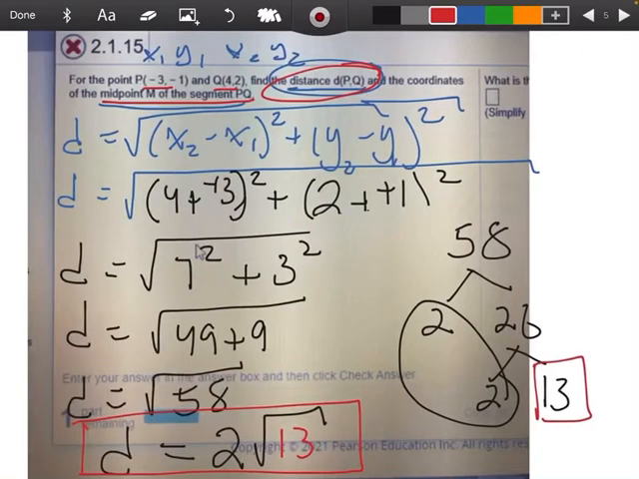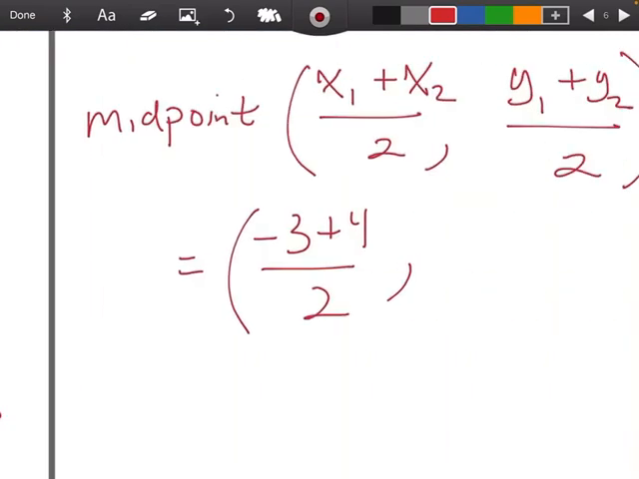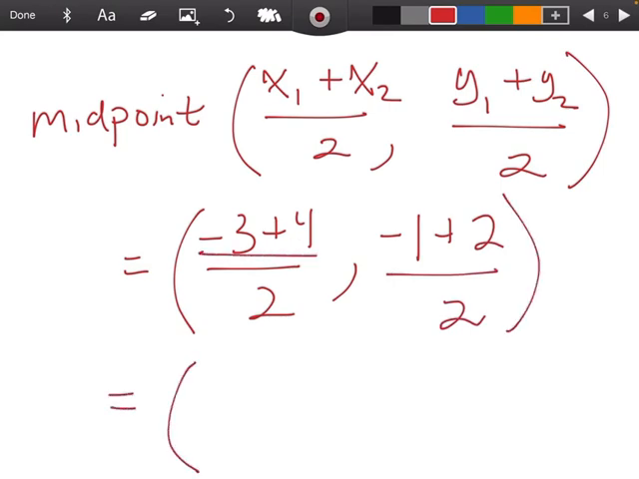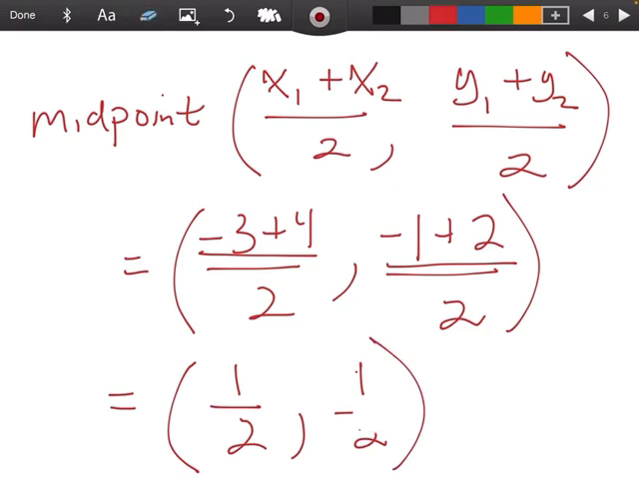And y1 and y2 are -1 and 2. -1 plus 2 all over 2. Okay. So -3 plus 4 is going to give me a positive 1 over 2. And -1 plus 2 is going to give me a positive 1 over 2. And let's fix that a little bit so it looks a little bit better. And here is the answer for my midpoint.